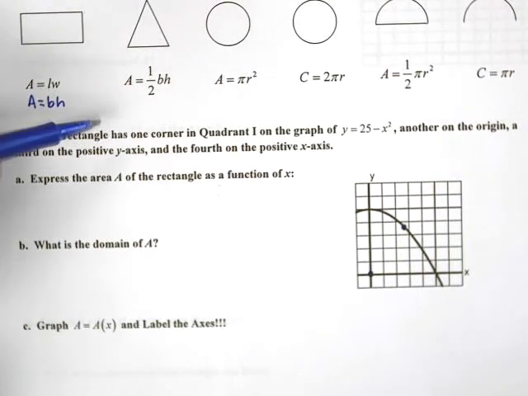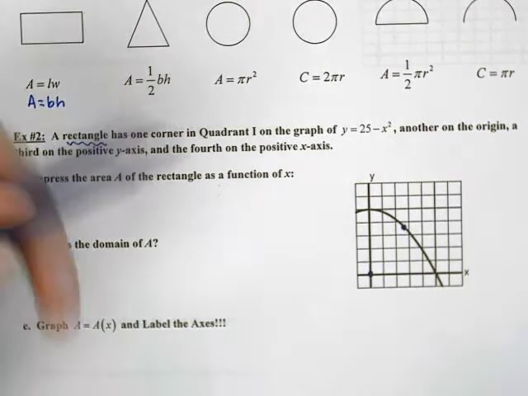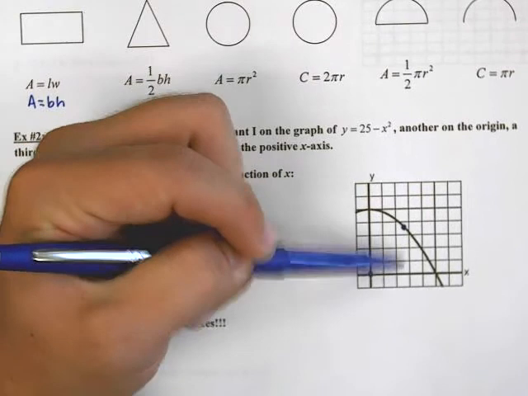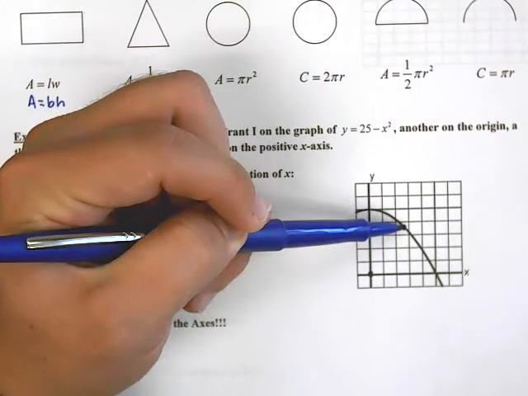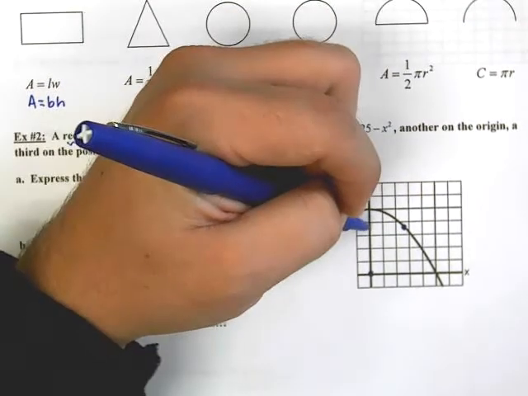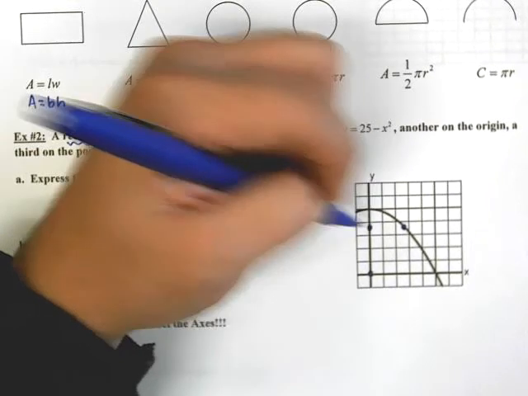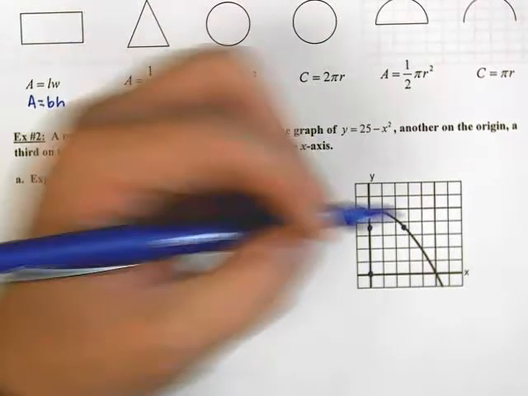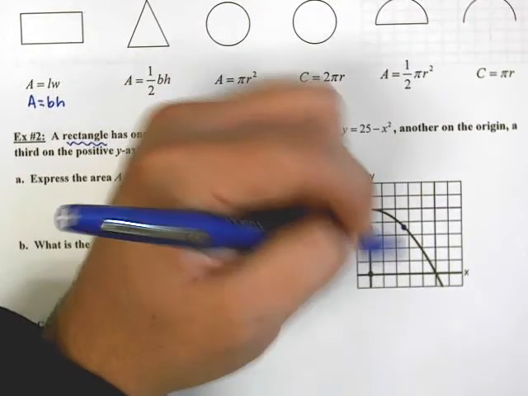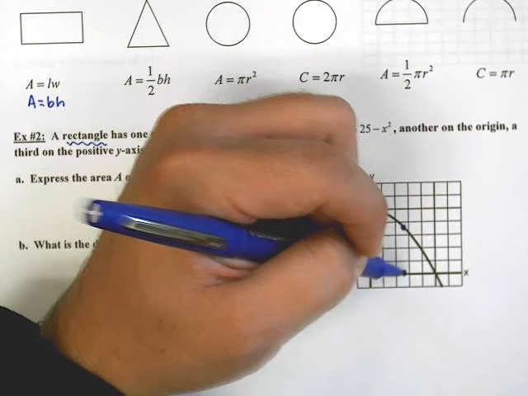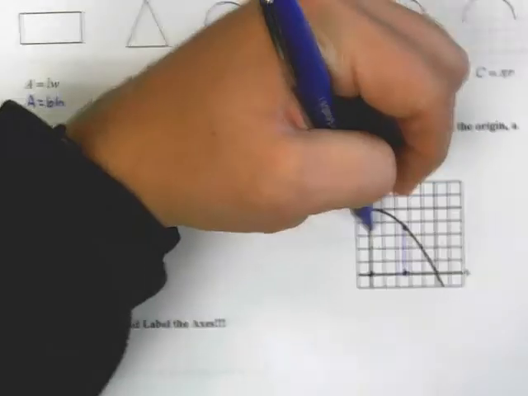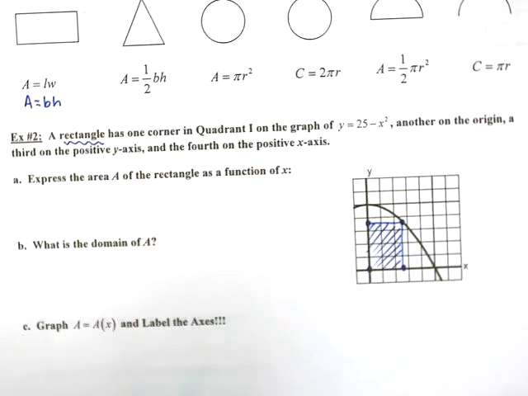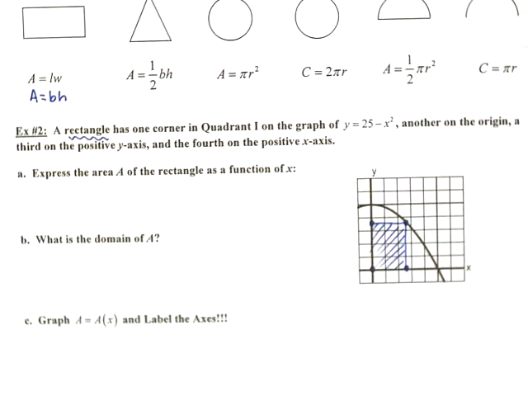If this is going to be a rectangle, we know that opposite sides have to be congruent to each other. So if I'm going up this distance over here, I'm going to have to be right across, like this, for my third point, and then the fourth point on the positive x-axis. Along the positive x-axis, I have to create this rectangle. Now I can sketch in the rectangle that we're going to work with.